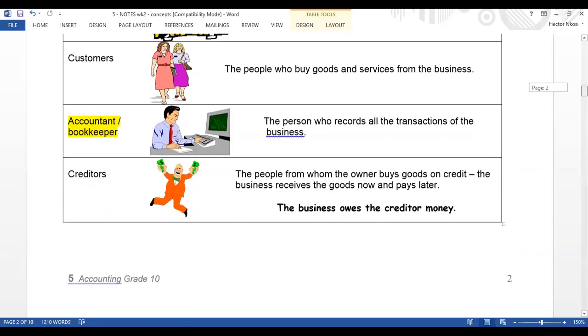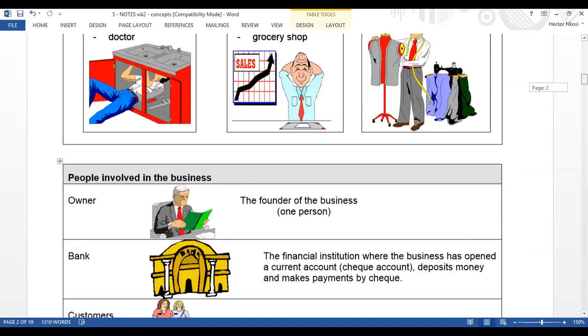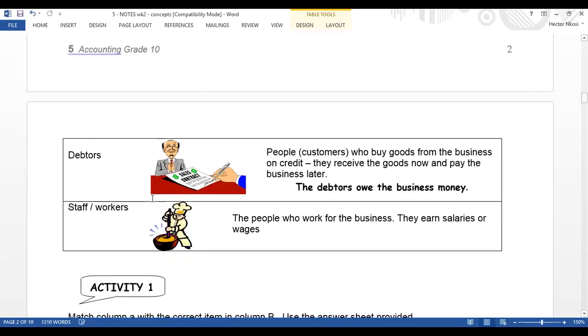Okay, guys, I want us to end, okay, with debtors also and staff workers. We know that debtors are customers who buy goods on credit, receive goods now and pay them later. The debtors owe the business money. You also need your staff or workers. Without those people, guys, your business cannot function, because the people who work for the business earn salaries and wages.